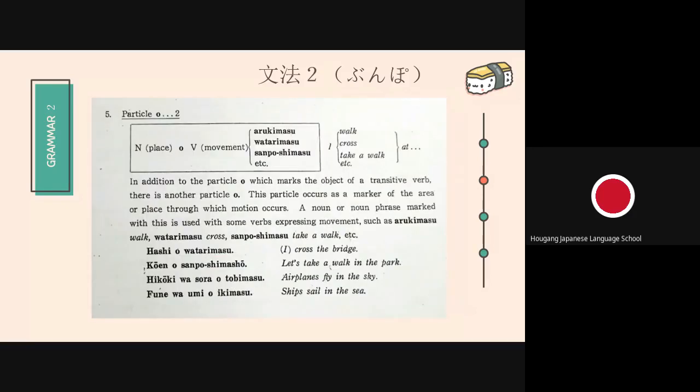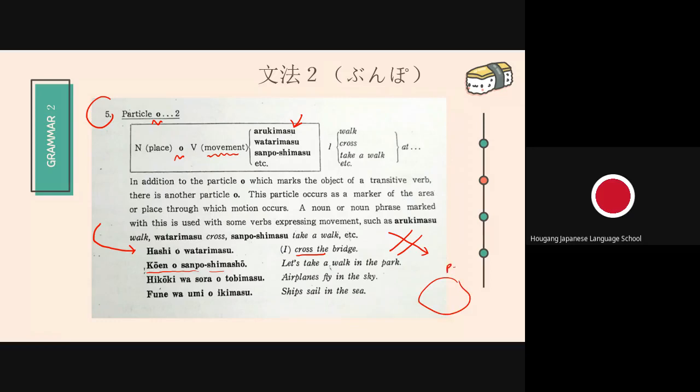In the notes, we have this extra thing in number 5. Particle o is for movement directional verbs, usually movement, when you go through a place. Go through means what? Don't you still remember we learned before, right? So just look at the example. Hashi o watarimasu. You cross the bridge. The bridge, you actually go through the bridge. You use o. Kouen o sanpo shimasu. Kouen, the whole park.